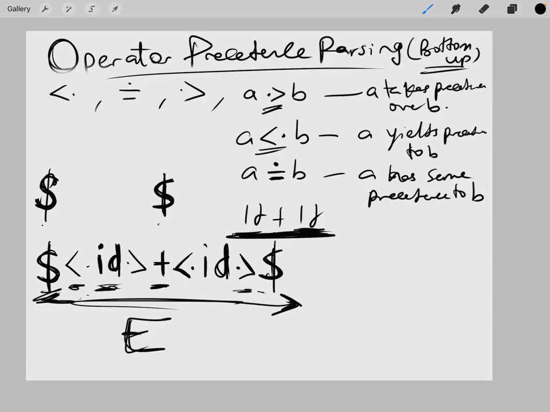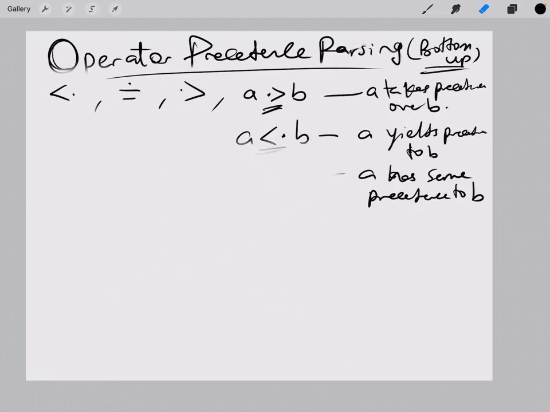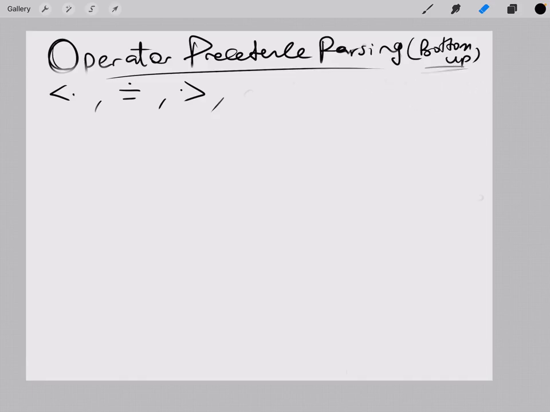So having said that, we now want to establish the way the operator precedence parser actually does these things. So I'm going to clean these. I'm going to leave the symbol so you can see.